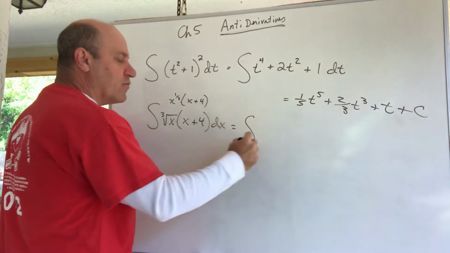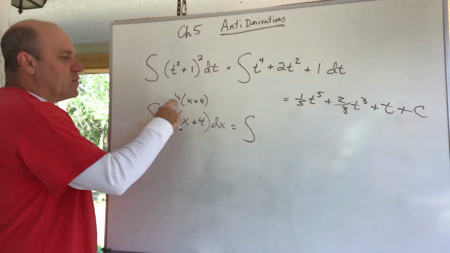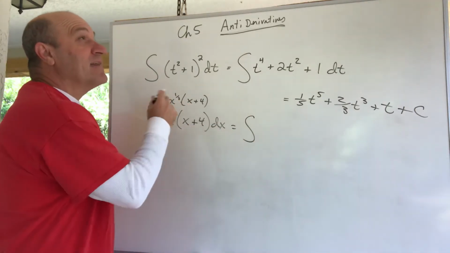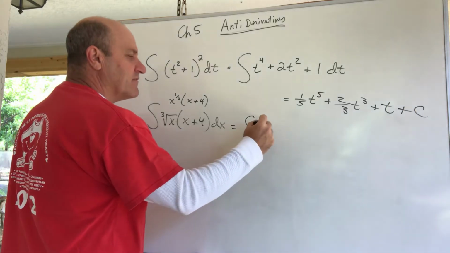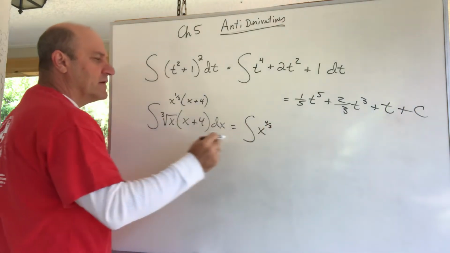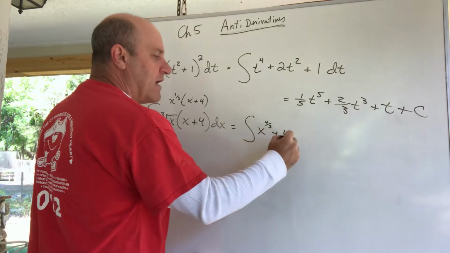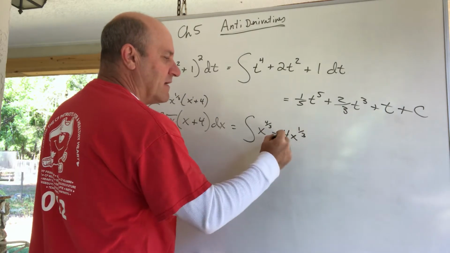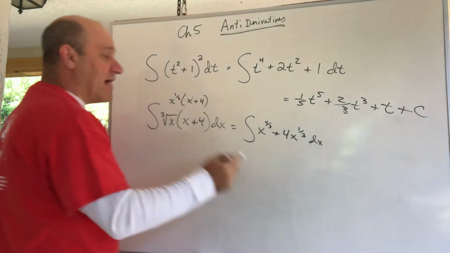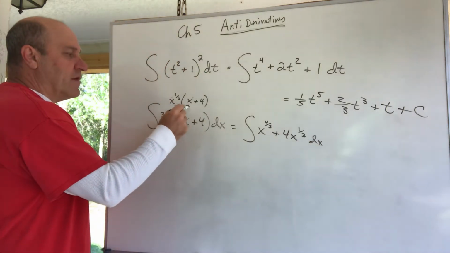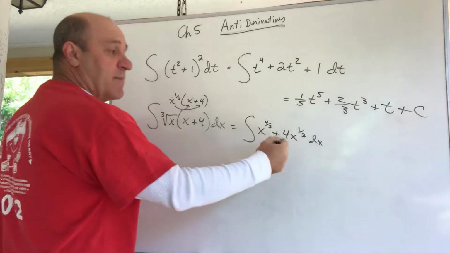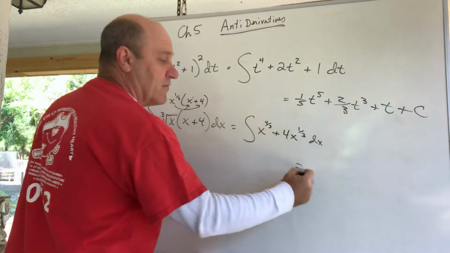Let's see here. Rewriting the integral, x to the 1/3 times x. You add those powers. I think that's x to the 4/3, because I'm adding a 1. Yeah. And then I got a 4x to the 1/3, and I distributed the x to the 1/3. And now I have two separate terms. Now I can integrate. Here we go.